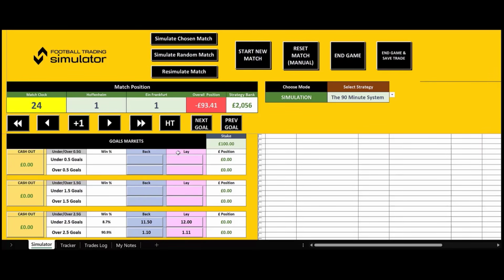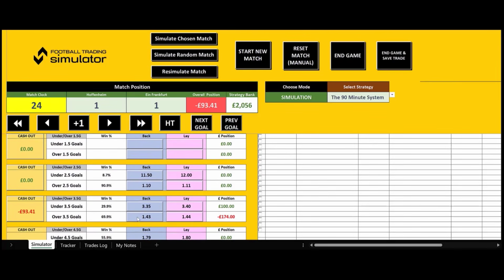All right, there you go. We've got 2 early goals, so 24 minutes in. And so we're going to give it another go with regards to leaving all the loss on over 3.5 goals. We could take an instant loss of 92. However, we're going to leave the loss on this one. We're going to try and stick to that rule.